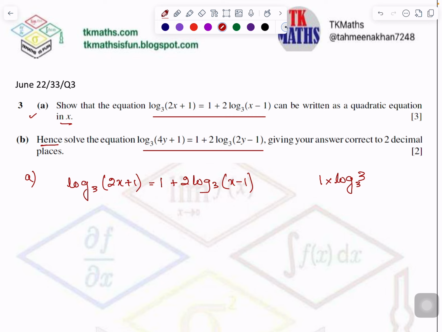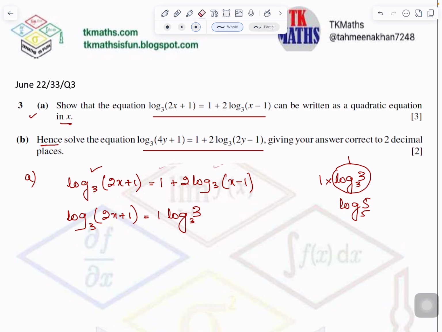And we know log of a number with the same base is 1. So 1 multiplied by 1 will be 1, and this number will remain the same. So it is log 2x plus 1 base 3 is equal to 1 times log 3 base 3. If I had in these terms log base 5, then I would have taken log 5 base 5. It is log base 3 because in the other terms I have log base 3.